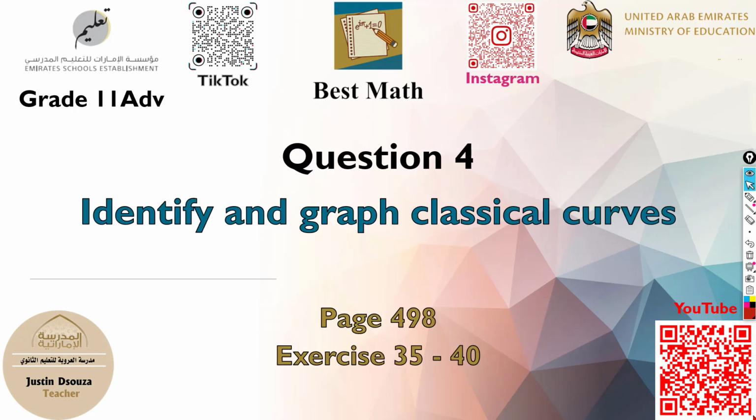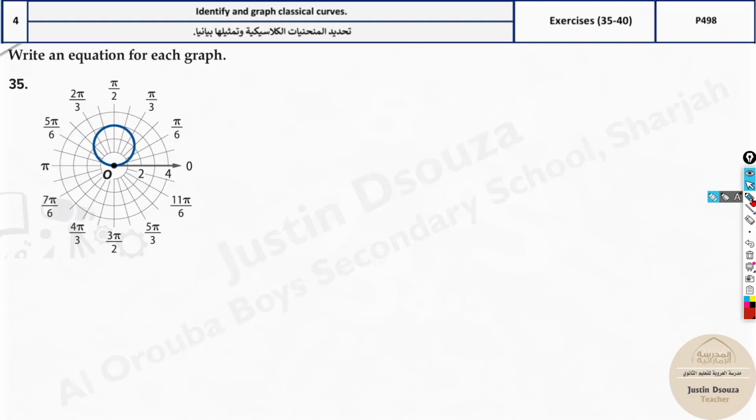The 4th question is about identifying classical curves. Here we have a polar graph. Now, if you know the basics of polar graphs, you might tell the answer is related with sine theta. And since the radius is 3, the answer is 3 sine theta. That's the final answer. But how would you know that?